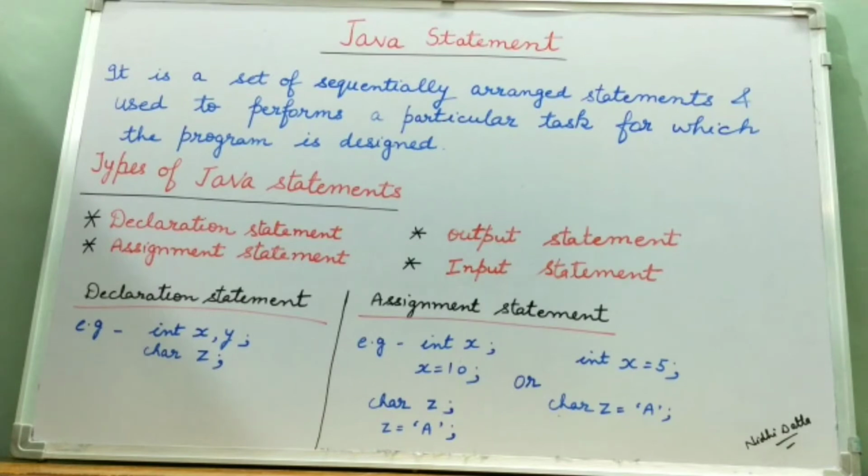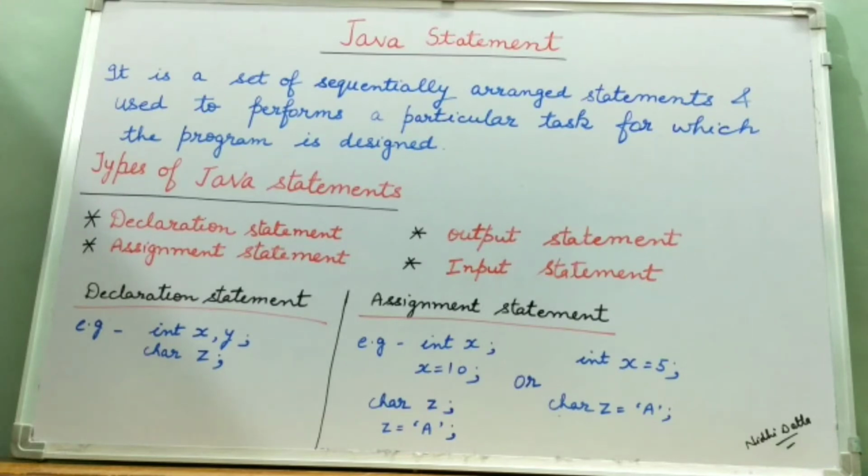What is a Java statement? Each and every program is a set of statements, and these statements are very important for each Java program. So what is a Java statement? It is a set of sequentially arranged statements used to perform the particular task or job for which it is designed. We can use multiple Java statements to perform a particular task and create our programs.